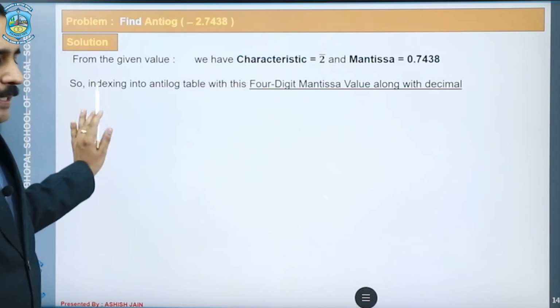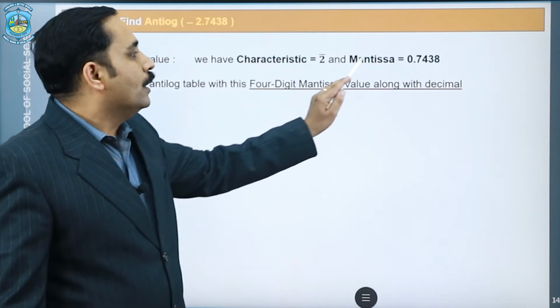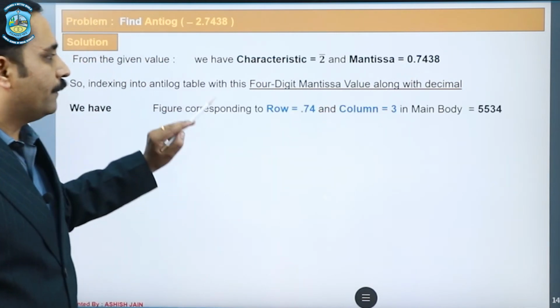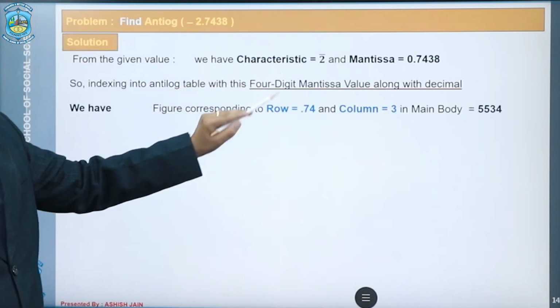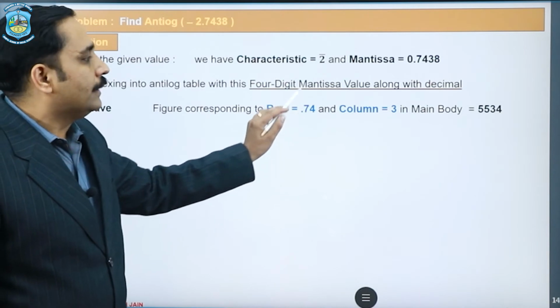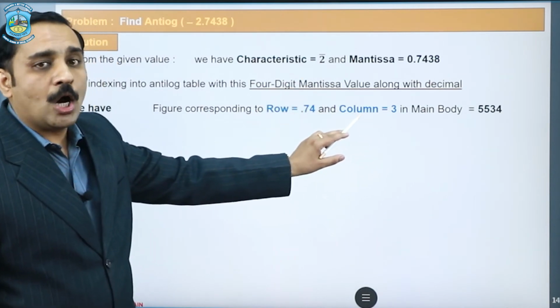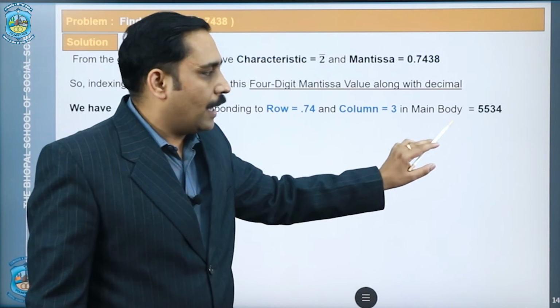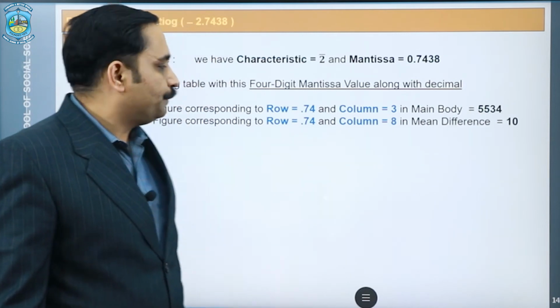That means indexing into the anti-log table using the value 0.7438. The first 2 digits, that is 0.74, will give you the corresponding row. The next value 3 will give you the corresponding column. The value here in the main body part would be 5534.